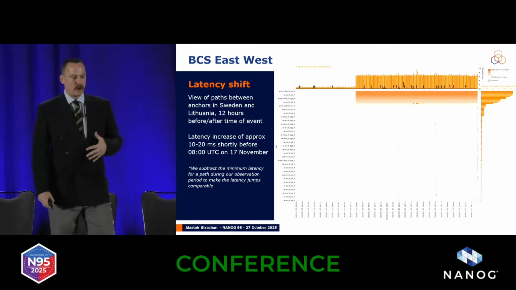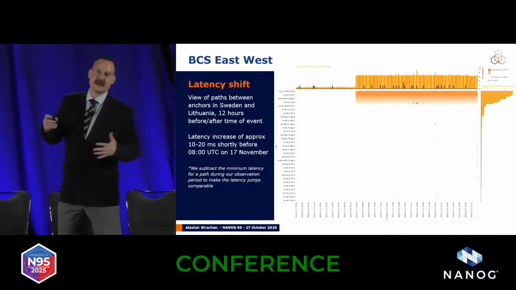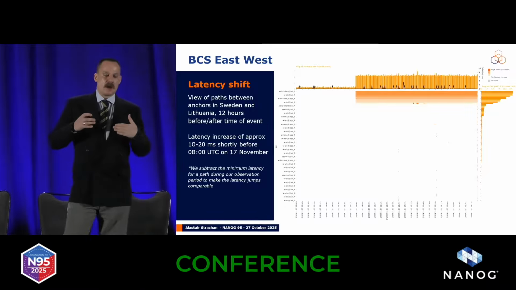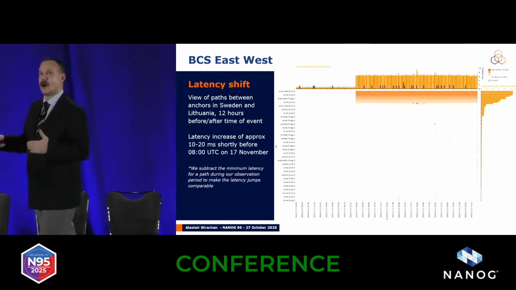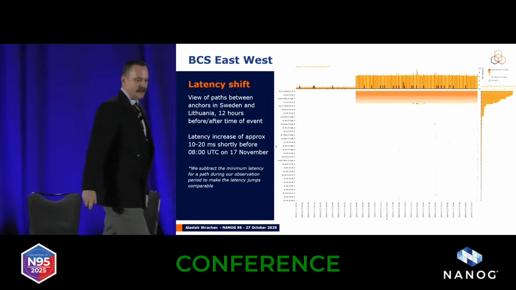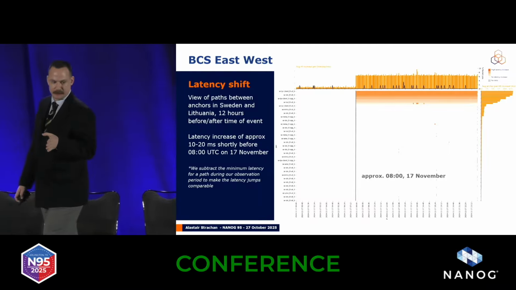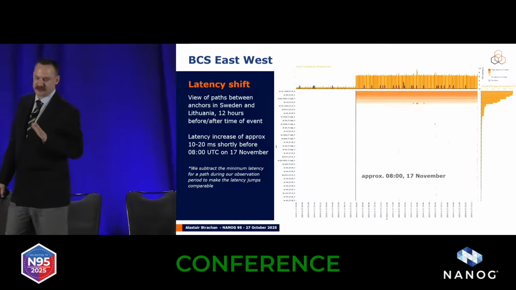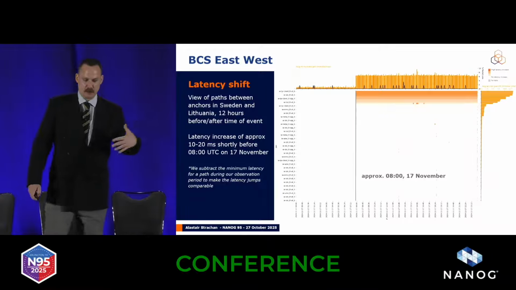First up, this slide is viewing paths between anchors in Sweden and Lithuania, 12 hours before and 12 hours after the event. With this, we subtract the minimum latency for a path during our observation period, and there we can see where these jumps are coming and how it's looking. This line is around 8 a.m. when the cable damage occurred. What we saw using the Atlas anchor mesh was a latency increase of about 10 to 20 milliseconds across a lot of the anchors that we have.